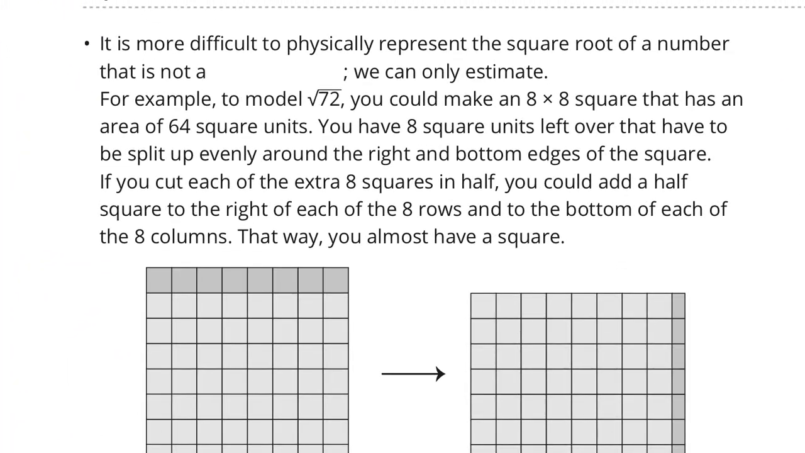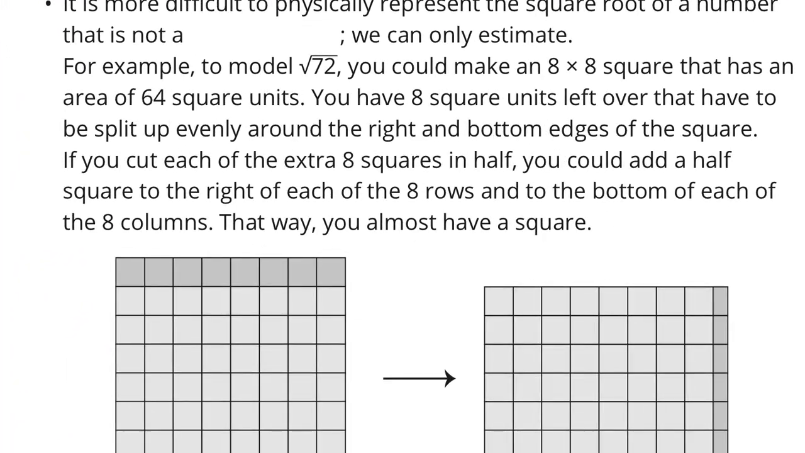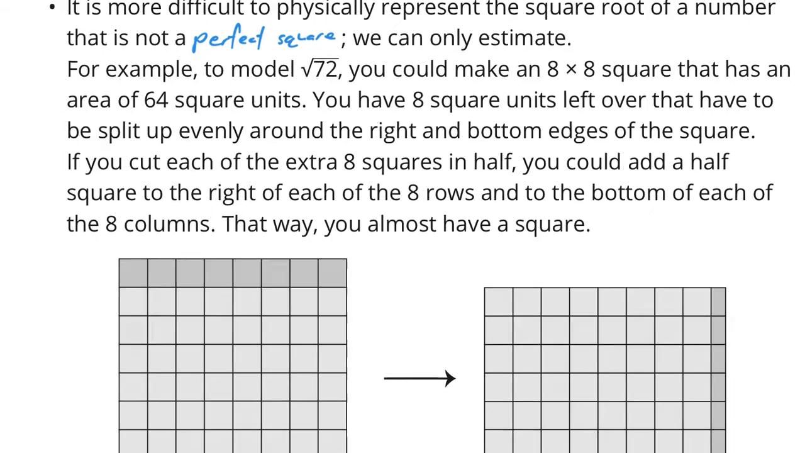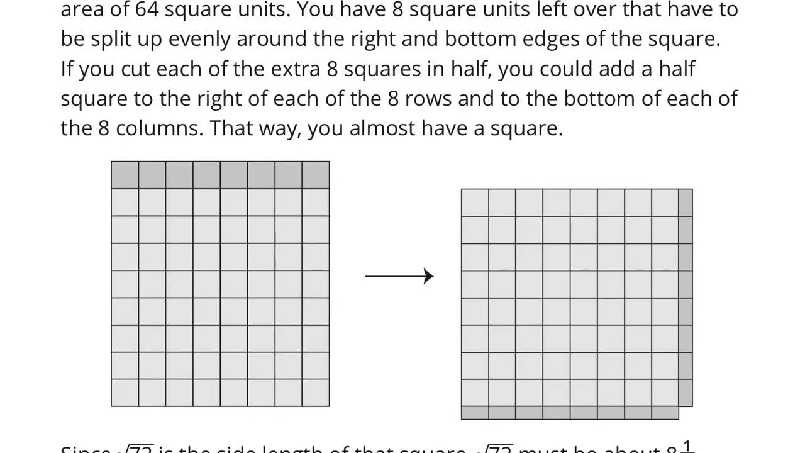Here it says, it is more difficult to physically represent the square root of a number that is not a perfect square. And most numbers are not perfect squares. We can only estimate ones if they're not perfect squares. For example, to model the square root of 72, you could make an 8 by 8 square that has an area of 64 square units.